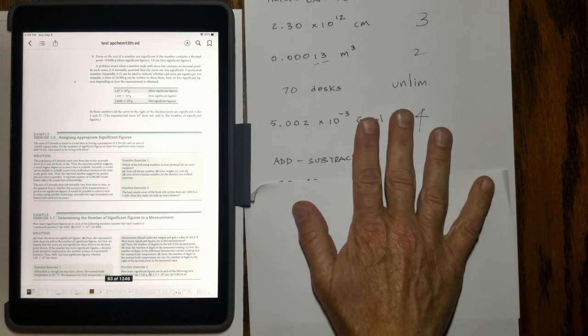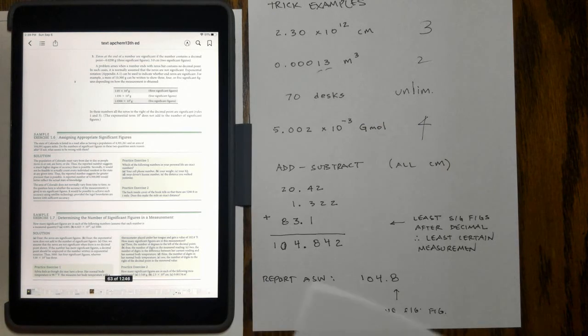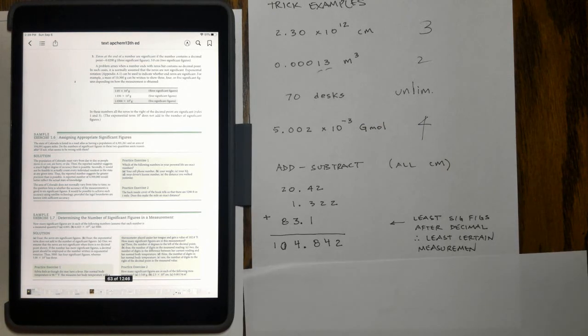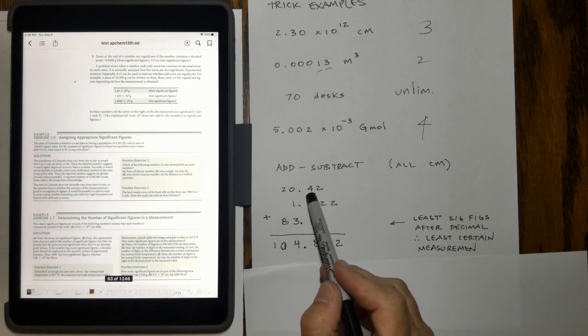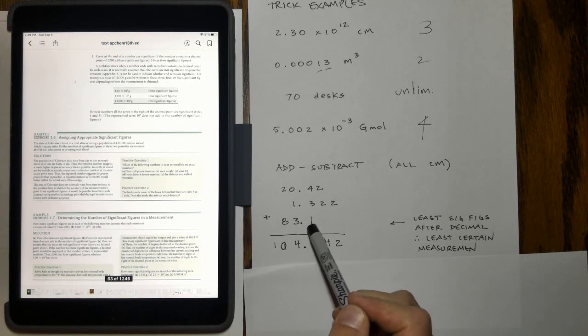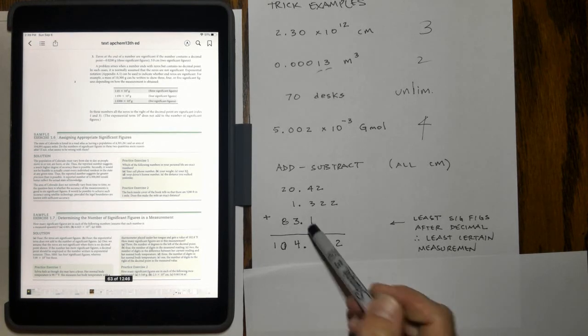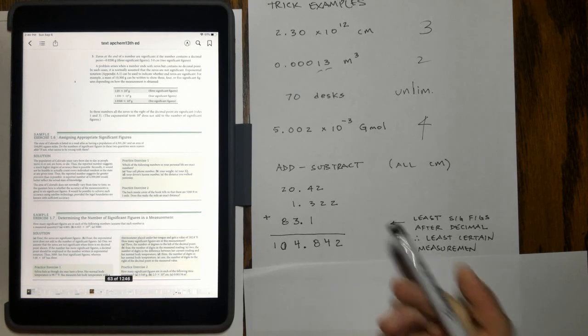Lastly, when you're doing math with significant figures, if you're adding and subtracting, then you want to look for the number of sig figs after the decimal, or the least certain measurement. So if we're taking these three numbers and adding them together, notice this has 2 sig figs after the decimal, 3 sig figs after the decimal, only 1. So this would be our least certain measurement because it only has 1 significant figure after the decimal.